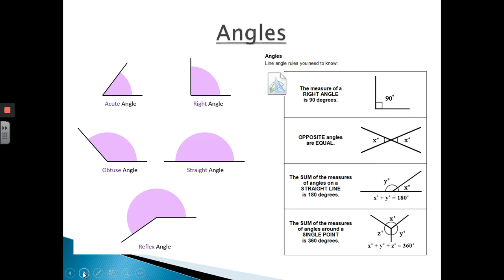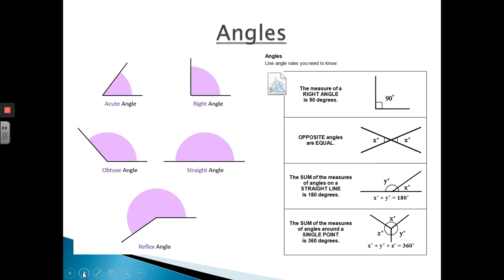Okay, so angles that children will need to learn. Here on the left-hand side, we've got an acute angle. You think of it as acute, tiny. It has to be less than 90 degrees. A right angle, which they will come across in year 2, so quite early on, is 90 degrees. Obtuse is greater than 90, but less than 180. You've got a straight angle there of 180, and a reflex angle which is greater than 180.